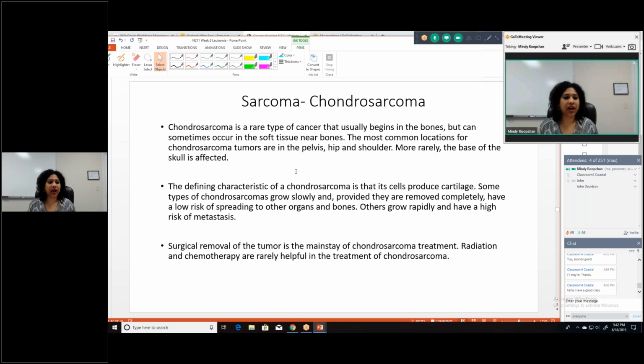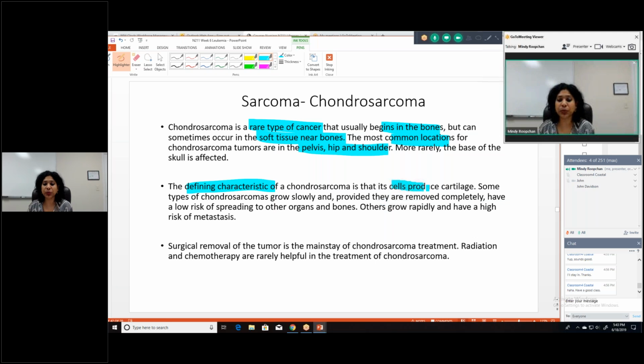So we have the chondrosarcoma. It's a rare type of cancer. It begins in the bone, but sometimes also the soft tissue near the bone. The most common locations are the pelvis, hip, and shoulder. The defining characteristic of chondrosarcoma is that its cells produce cartilage. Some types of chondrosarcoma grow slowly, and provided they are removed completely, they have a very low risk of spreading to other organs and bones. Some grow very rapidly and have a high risk of metastasis.